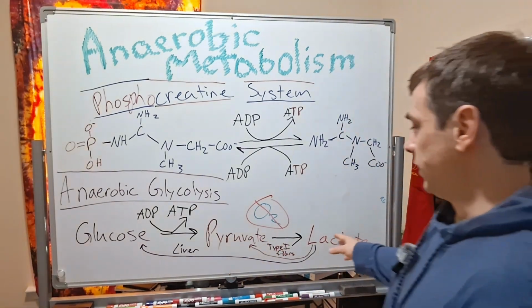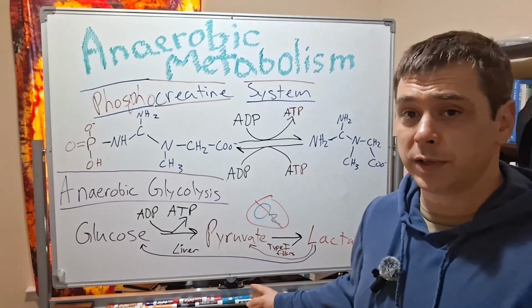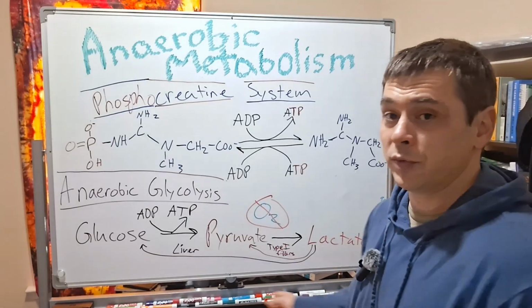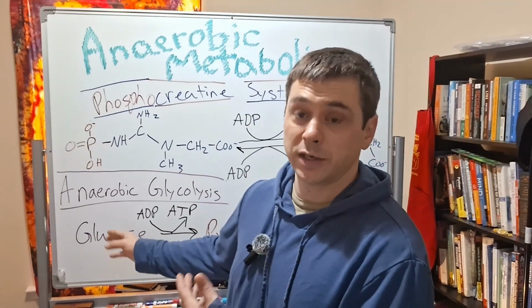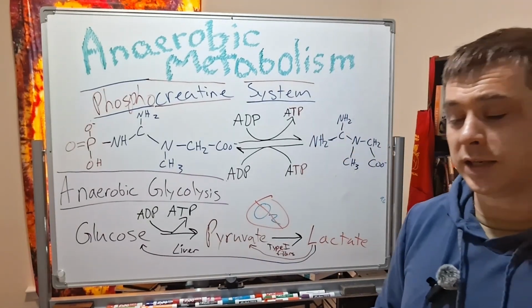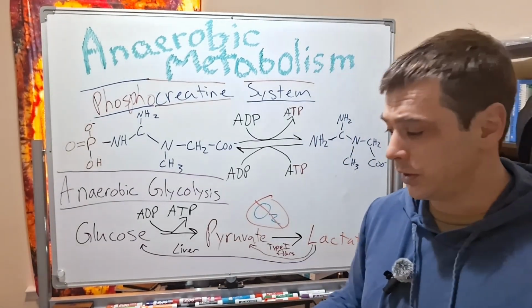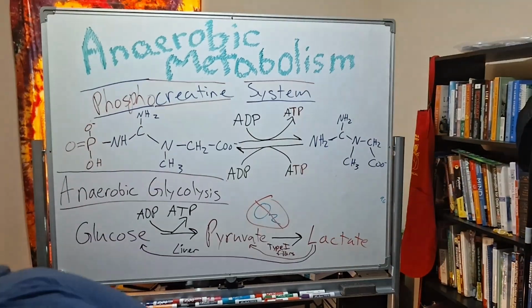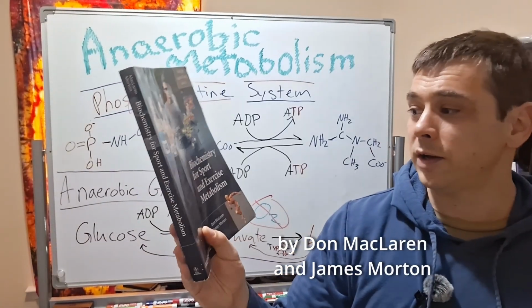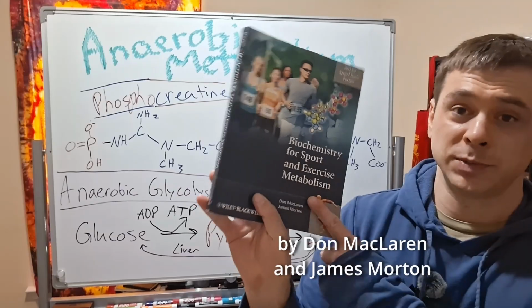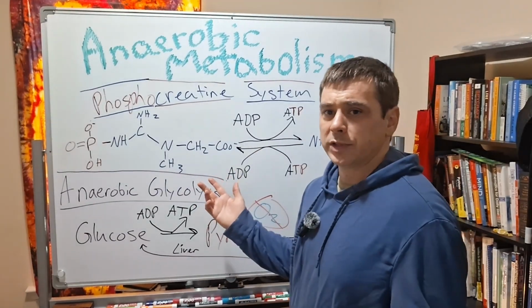And this lactate is produced mostly by type 2 fibers, but type 1 fibers can reuse it and convert it back to pyruvate. In the liver, it can be converted back into glucose. So your body can reuse this lactate. That comes from studies referenced in Biochemistry of Sport and Exercise Metabolism, which I recommend. It's really good. But that's anaerobic metabolism.